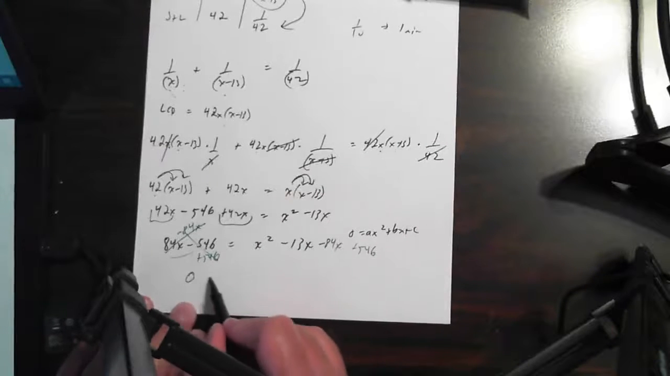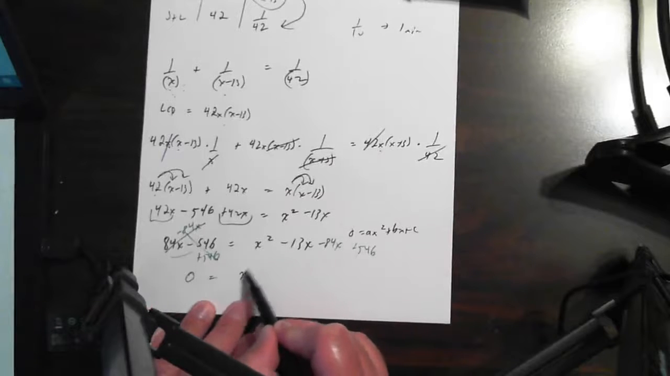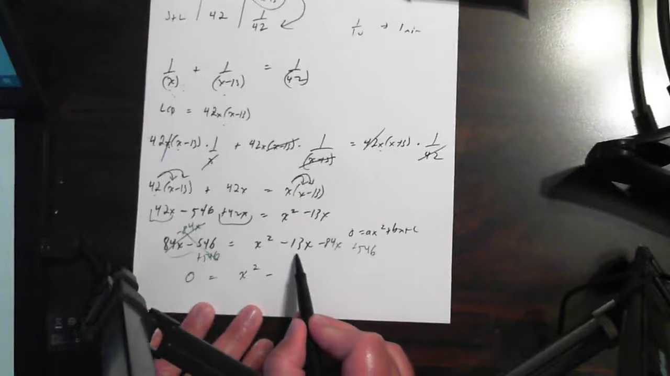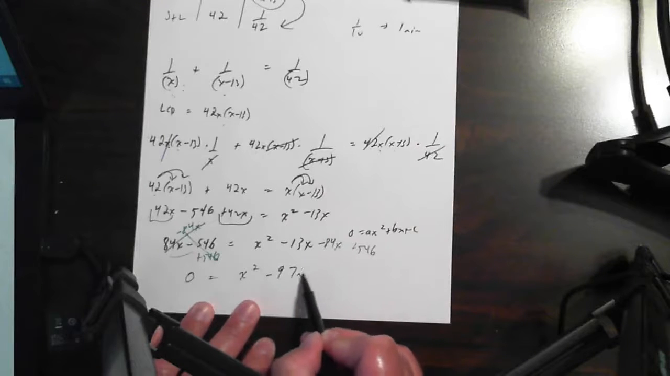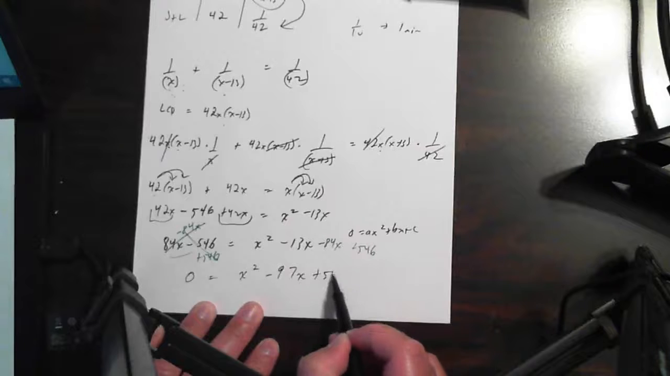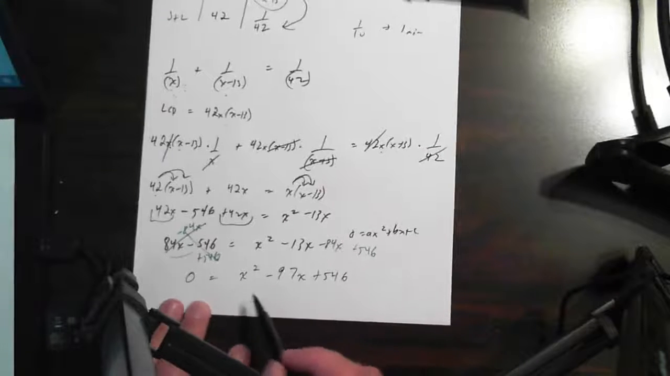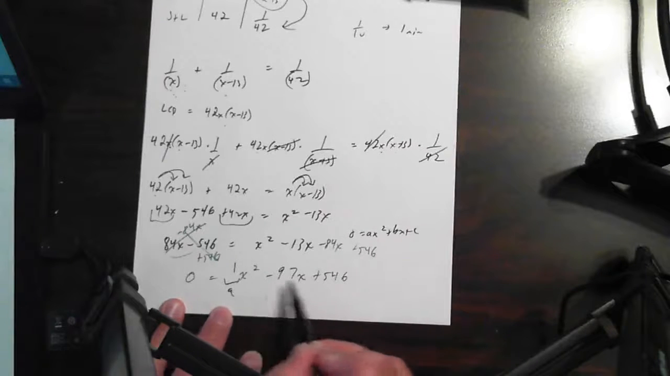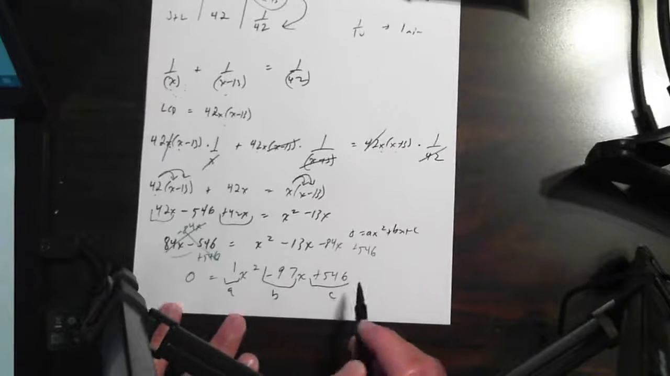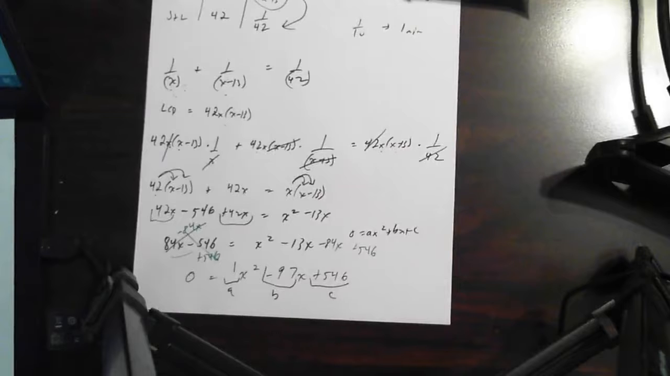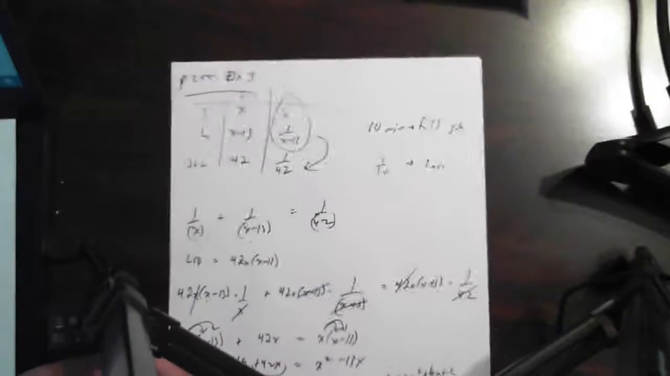So that gives me 0 on this side, and then I've got x squared minus 13x minus 84x, well, that's minus 97x, and then plus 546. At this rate, I can see that my a value is 1, my b value is negative 97, and my c value is 546. Then I can just use the quadratic formula to solve for x in this case.